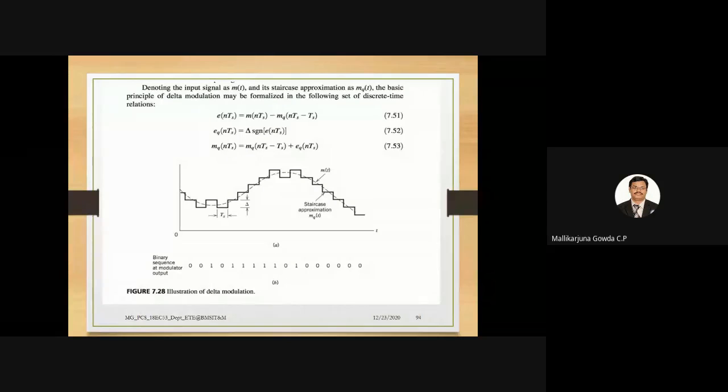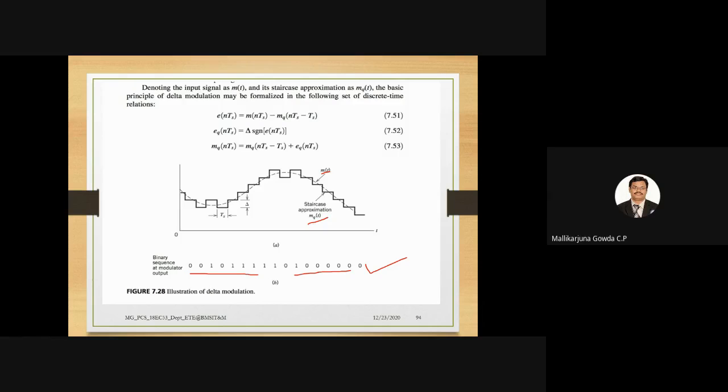Okay, see this dashed line is my message signal, the incoming message signal, that is m(t). And this staircase signal is my staircase approximation signal. It shows how I represent this staircase with this binary data. So this is my binary sequence, the output of the delta modulator. Let me just explain how we get this.